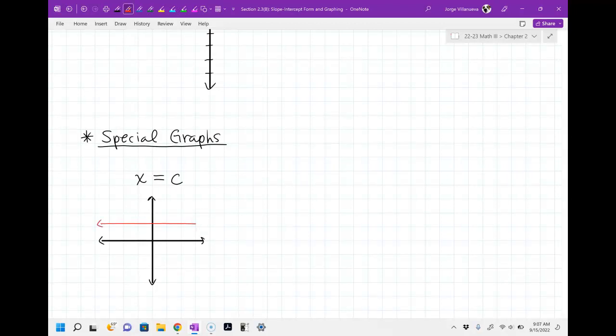Okay. And this part right here on the y-axis will be C. So if they tell you x equal to 5, you're going to go up 5 times on the y-axis and draw a horizontal line. If they tell you x equals -1, you're going to go to -1 on the y-axis and you're going to draw a horizontal. Actually, never mind. I'm completely wrong.